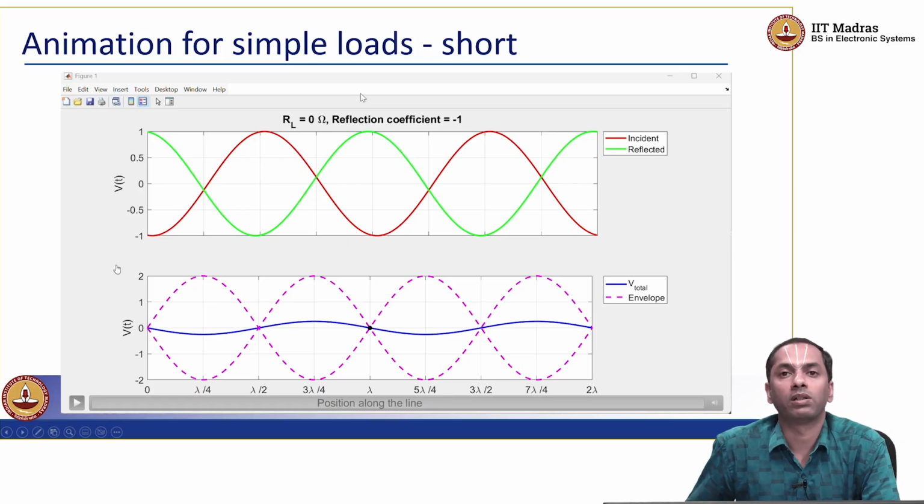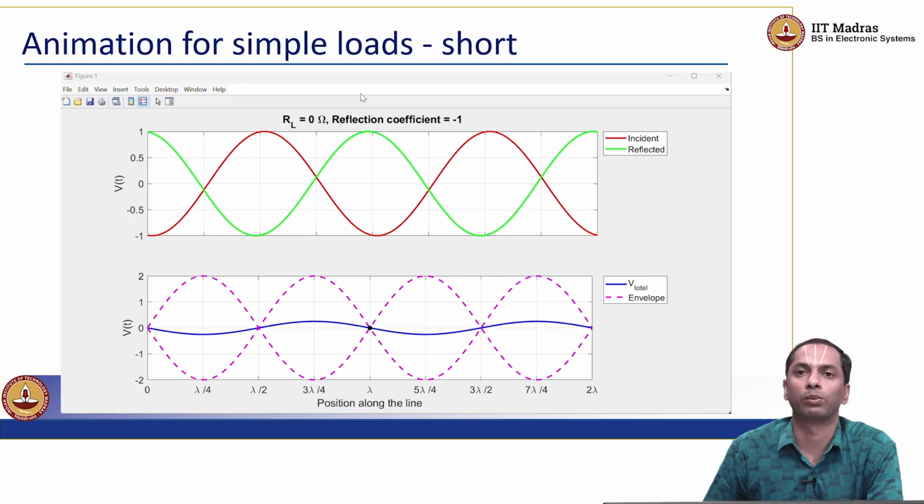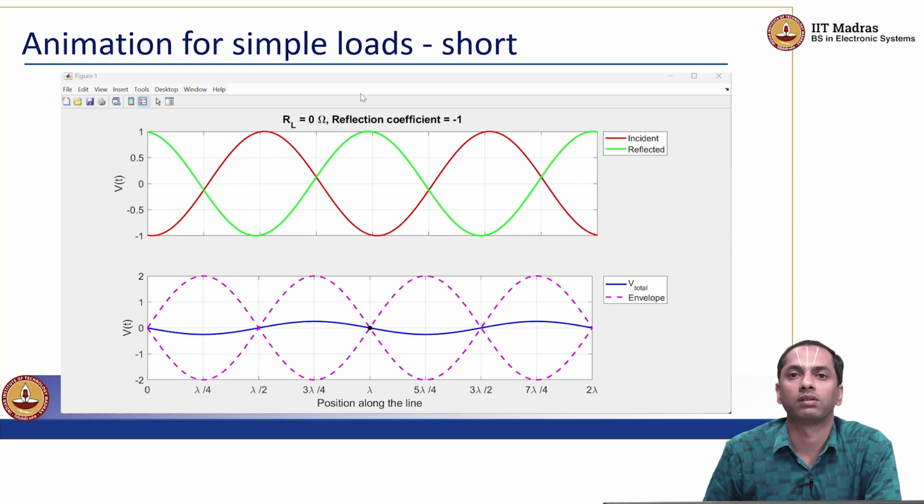So the first case we are going to look at is a shorted load. The load resistance is 0 ohms. It's not a complex load, it's just 0 ohms and j0. So the reflection coefficient for this is -1.